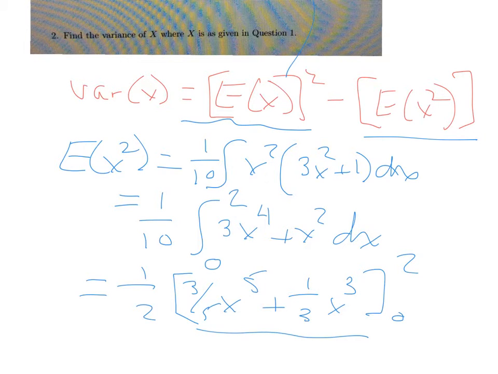And your variance is going to be this value minus the square of the value that you got in the first part.